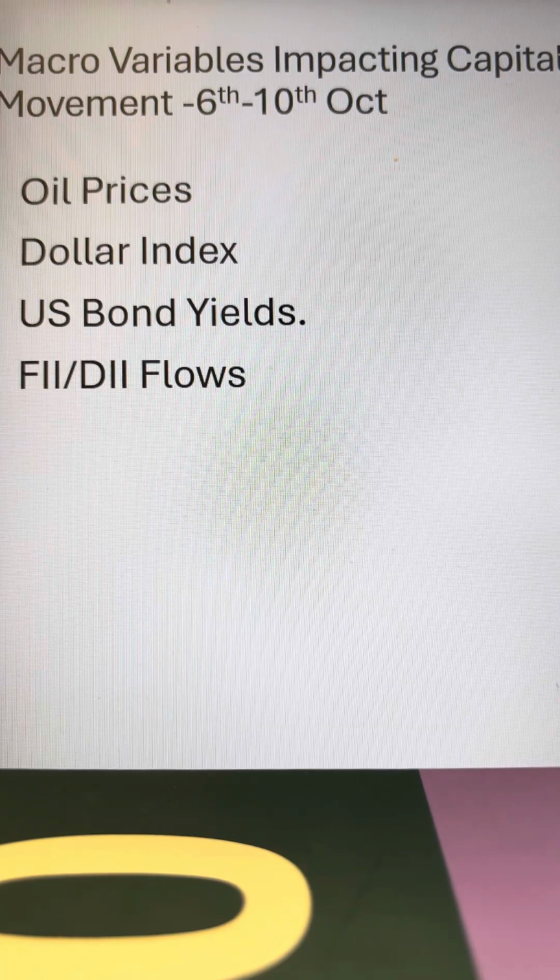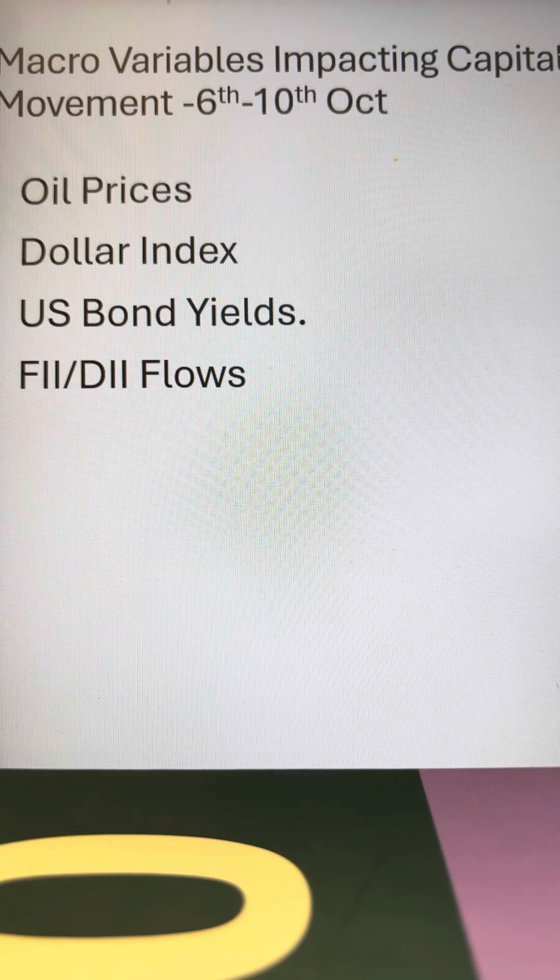The fourth variable is FII-DII flows. This has a very large and very direct impact on the Indian equity market. FII has been consistently selling in the Indian market, and for the last 3 months the selling of FIIs in cash has been in the range of 35,000 crore to around 45,000 crore. But the good news is that the quantum of FII selling in a month is slowing down, which is good news for the Indian market.